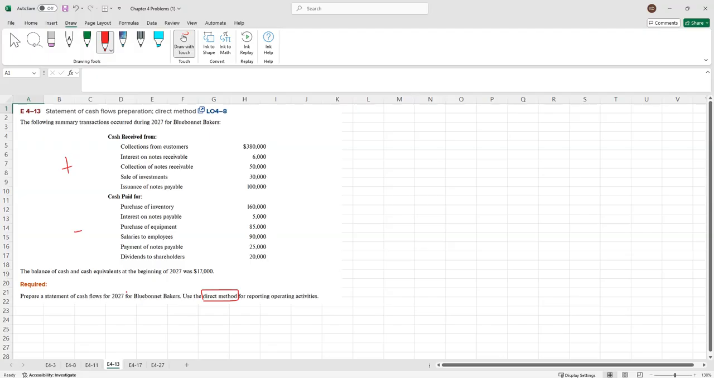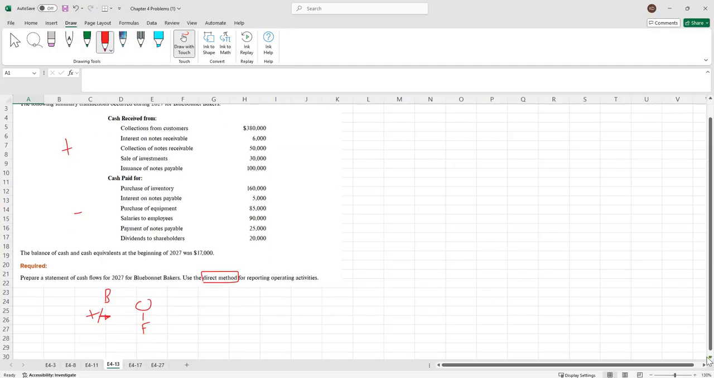And essentially, if we think about it, one of the things we know at a very high level is our statement of cash flows is going to be our beginning cash plus or minus our operating, investing, or financing gives us our ending cash. Here we're using the direct method, which makes it easier. What we can do to help us is just look at these and kind of categorize it, right?